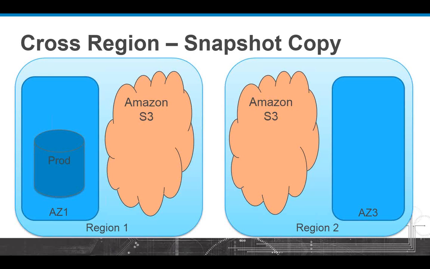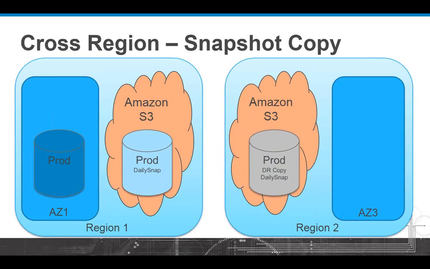Another interesting functionality related to disaster recovery is the ability to copy database snapshots across AWS regions. So as we talked about just now, you can take daily snapshots of your database instance using RDS snapshot functionality, and then you can copy it to a different AWS region. For example, you could be in the US East region and you could copy your backups to US West region.